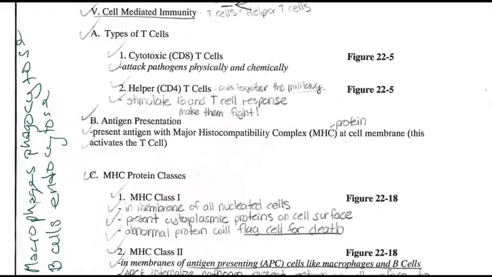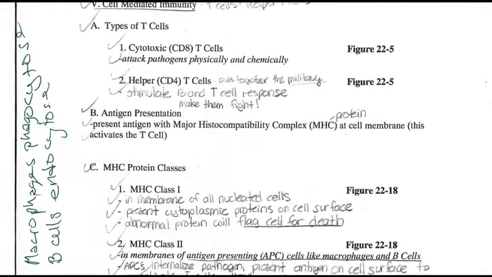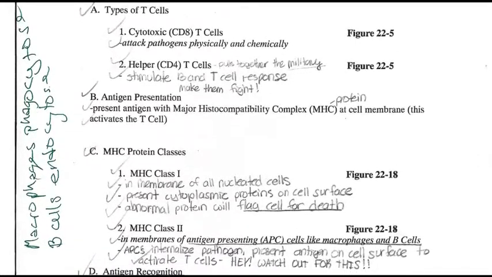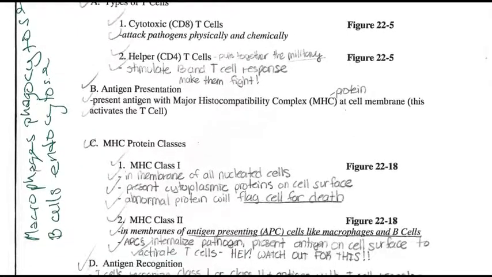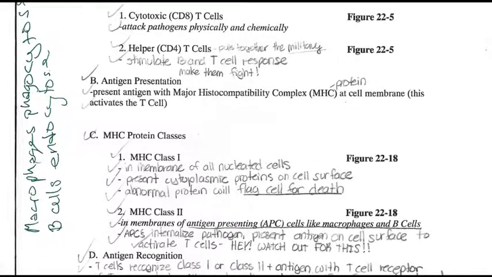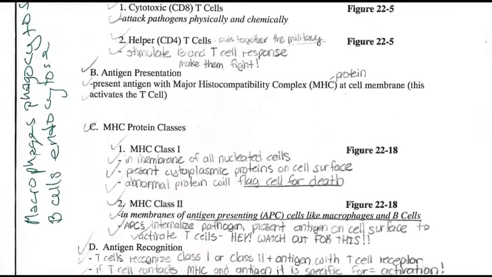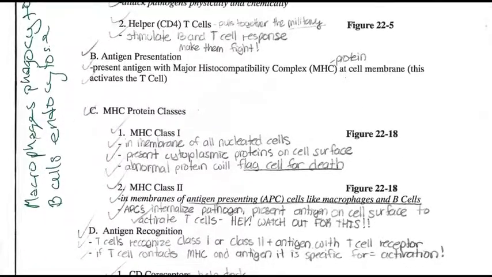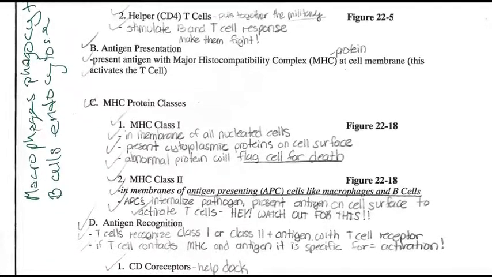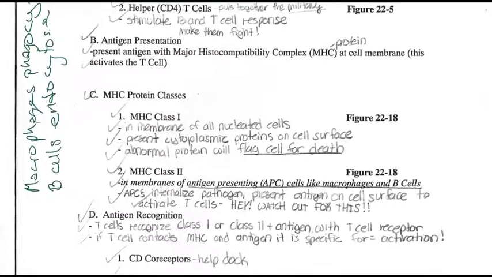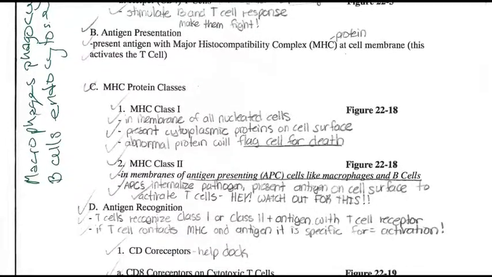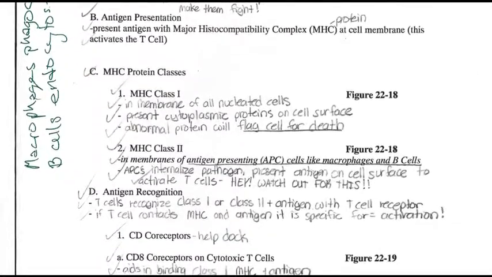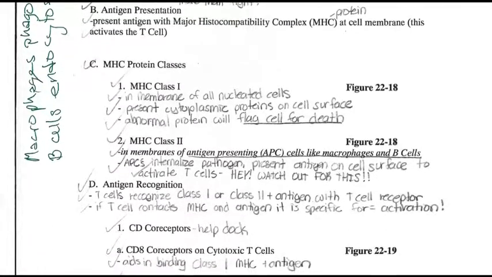C. MHC protein classes. 1. MHC class 1. These are in the membrane of all nucleated cells. They present cytoplasmic proteins on the cell surface. Abnormal protein will flag for death. 2. MHC class 2. These are found in the membranes of all antigen-presenting cells, such as macrophages and B cells. APCs internalize pathogen, present antigen on cell surface to activate the T cells to watch out for that antigen.